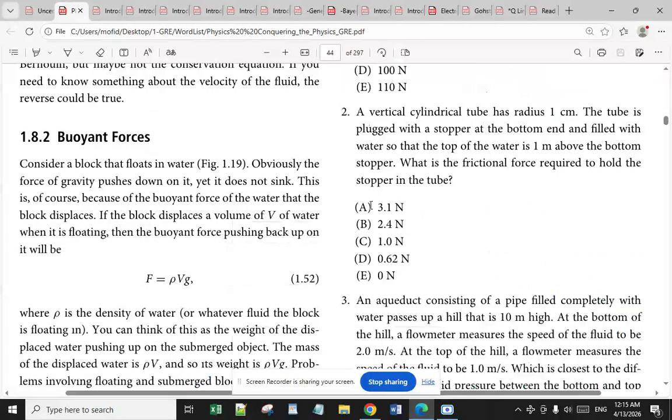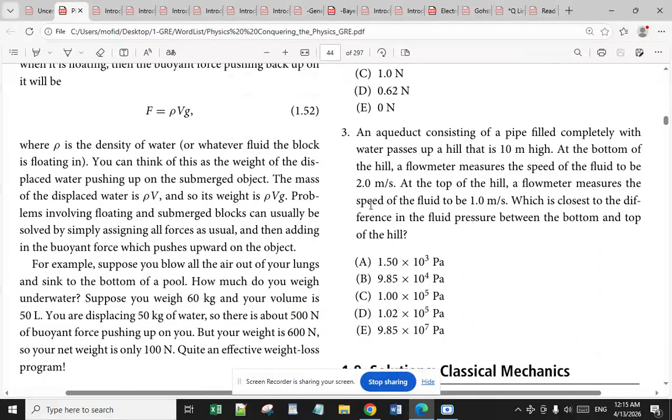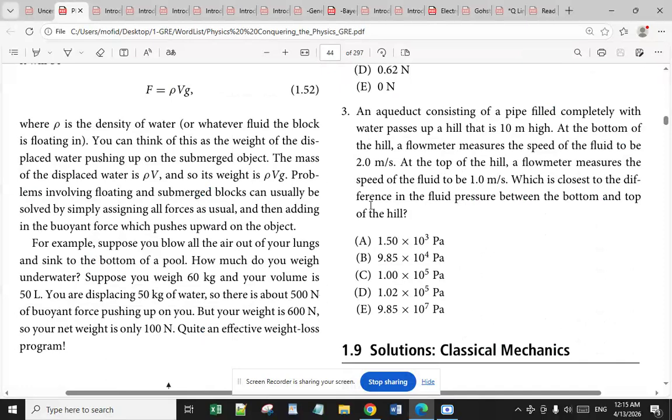Now I want to go to 1.8.2, buoyant forces. Consider a block that floats in water, figure 1.19. Obviously, the force of gravity pushes down on it, yet it doesn't sink. This is, of course, because of the buoyant force of the water that the block displaces. If the block displaces a volume V of water when it is floating, then the buoyant force pushing back up on it will be F equals rho Vg, equation 1.52, where rho is the density of water or whatever fluid the block is floating in.